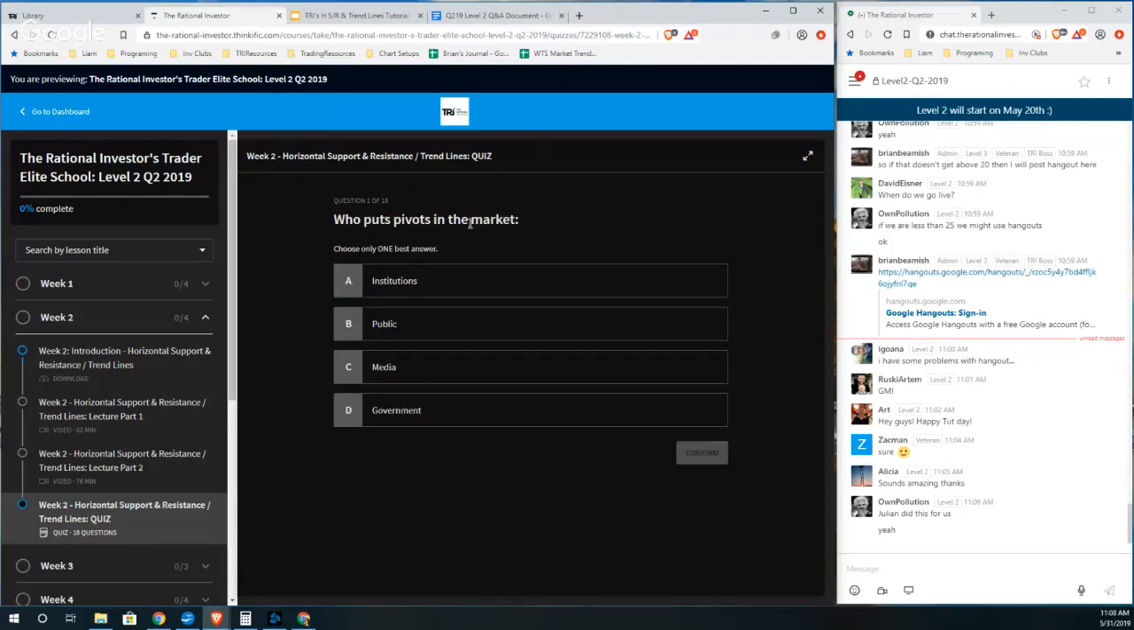Who puts pivots in the market? Institutions? Maybe. Public? Absolutely not. Media? No way. Government? Ha. So we have to understand that it's the institutions that actually drive these pivots.